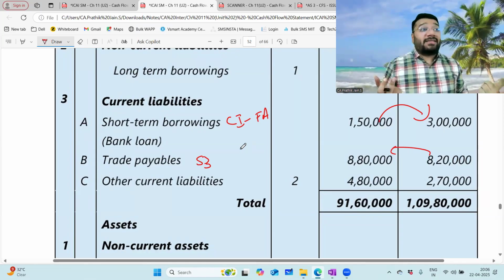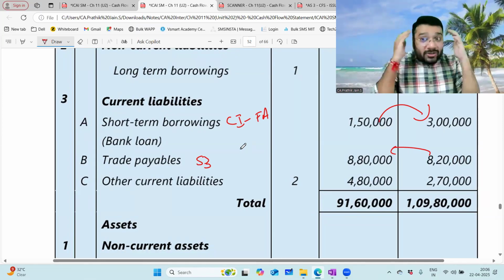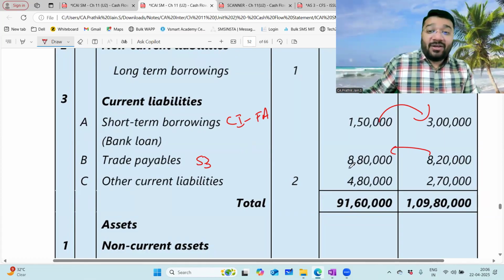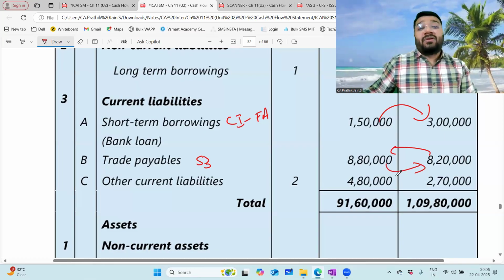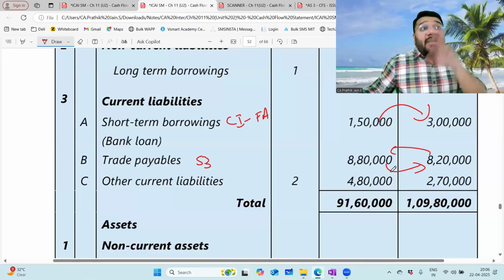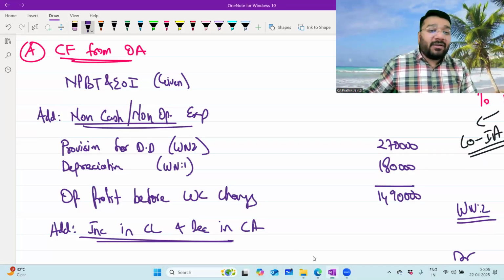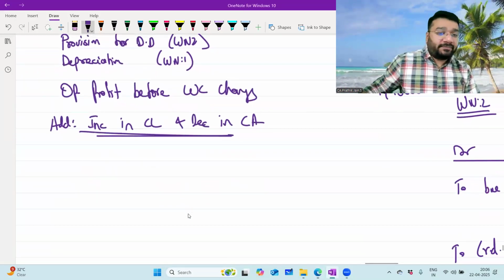But ICAI is trying to test how vigilant you are, how much concentration power you have in the examination hall. They're trying to check that also. So now from 880 it became 820. So trade payable has reduced. How will it reduce? Only if I make the payment. So it is cash outflow of the operating activity. So less.